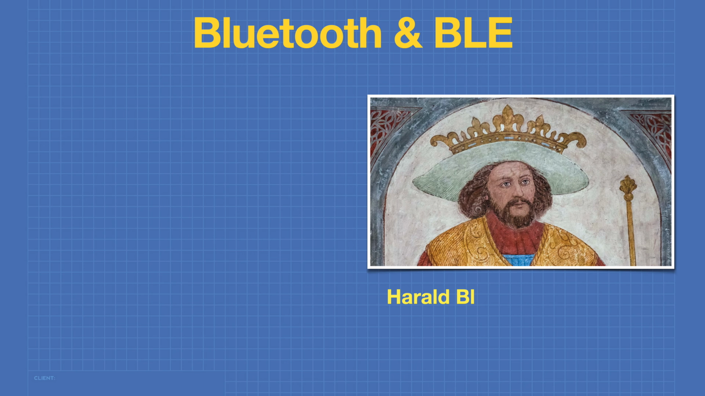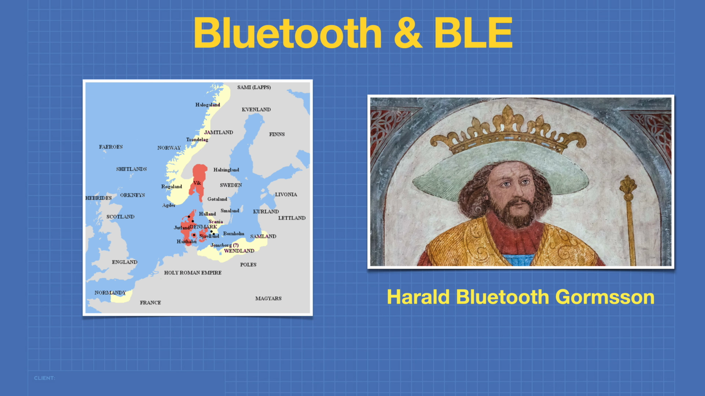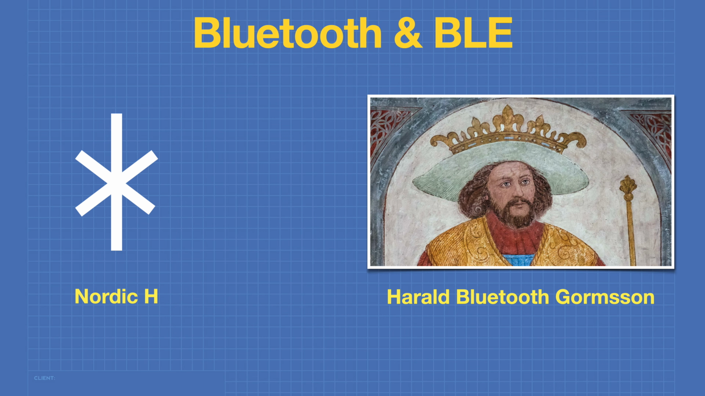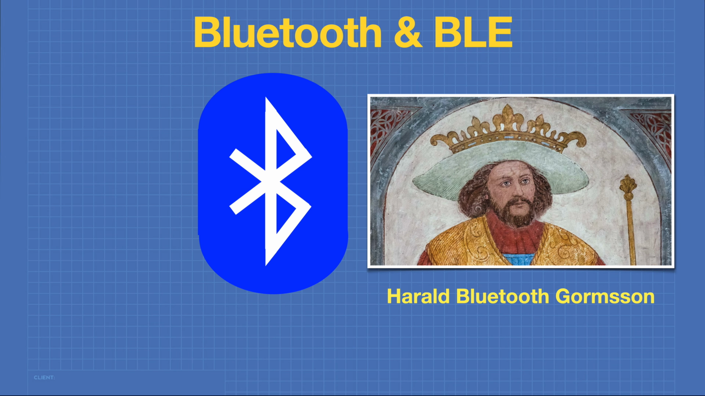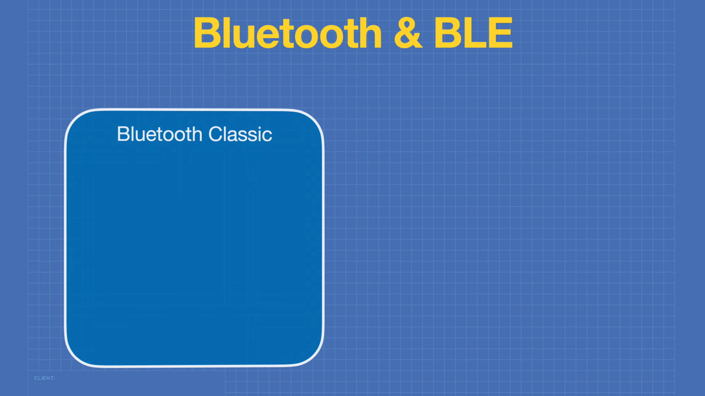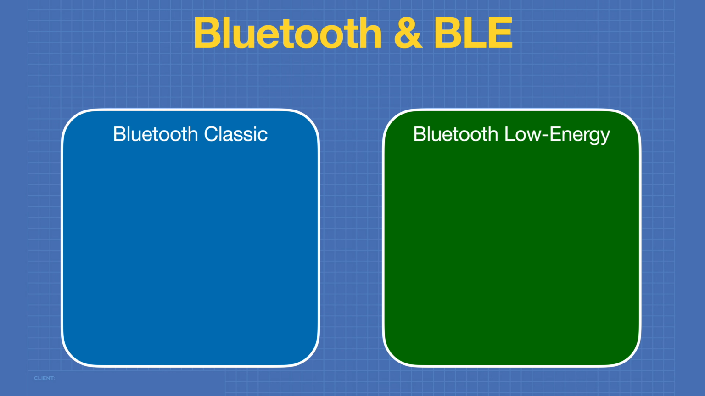Bluetooth itself was named for the 10th century King Harald Bluetooth Gormson, who also performed an interconnection. In his case, he connected the kingdoms of Denmark and Norway. Further respect is paid to the king in that the Nordic symbols for H and B, his initials, are the Bluetooth emblem. Since version 4, Bluetooth has been divided into two different categories.